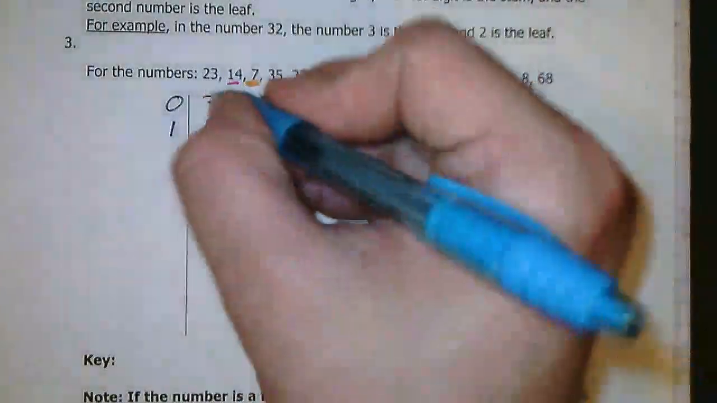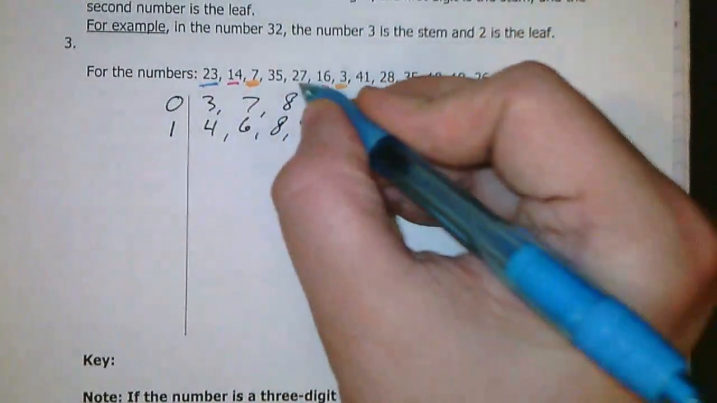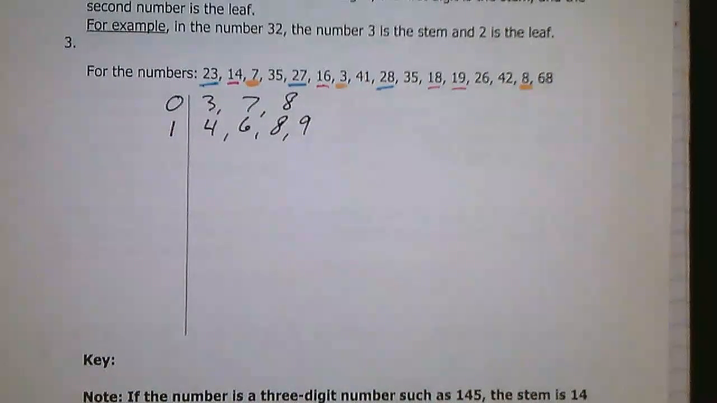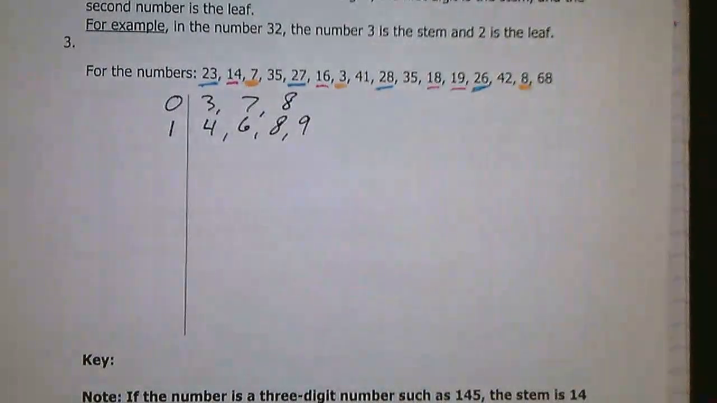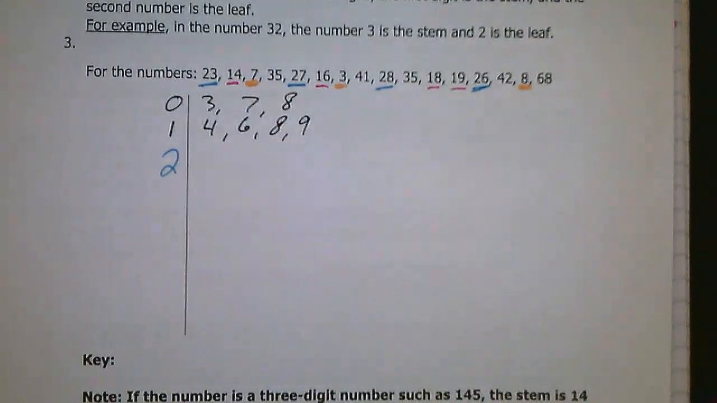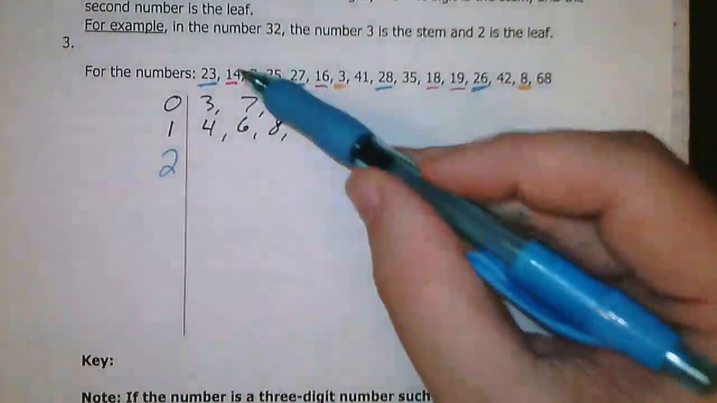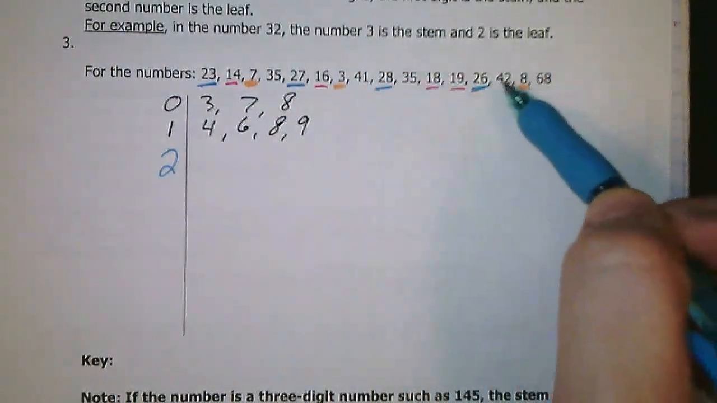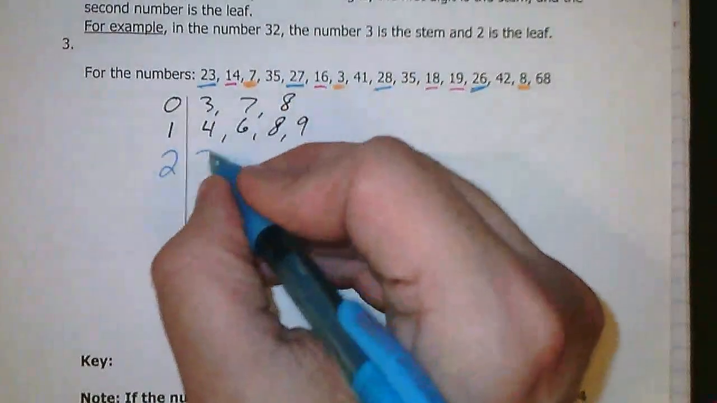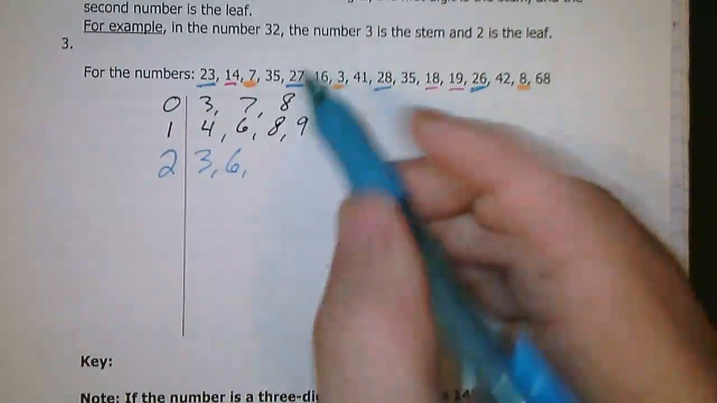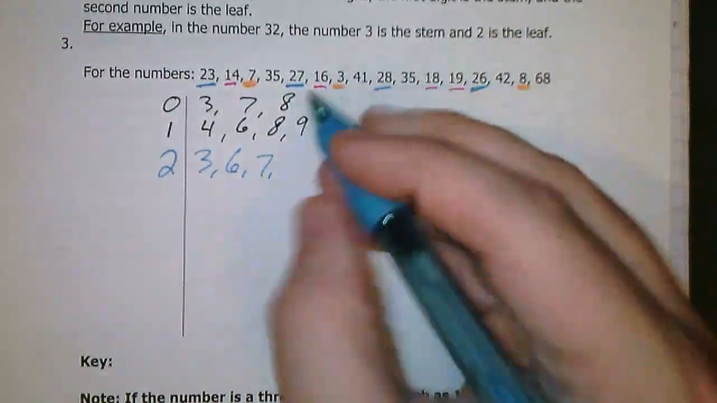How about numbers in the 20s? 23, 27, 28. I think that's it. Nope, there's one, 26. So our stem is the first digit, a 2. And then looking at my numbers in the 20s, I have 23, 7, 8, and 6. So we're going to list that 3 first, and then the 6, and then the 7, and the 8.